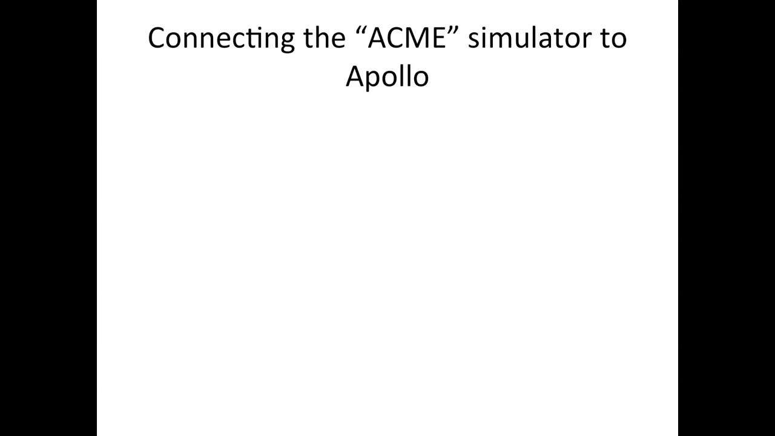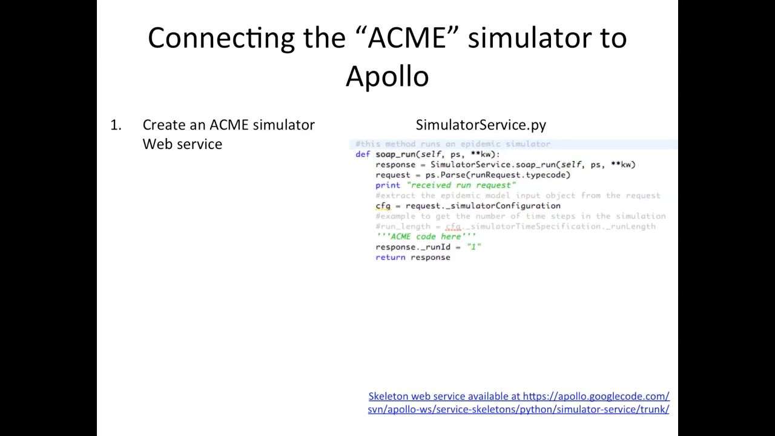This slide shows the steps that the developer of an imaginary Acme epidemic simulator would take to connect to Apollo. The first step is to create an Acme simulator web service. At present, we offer skeleton implementations of a simulator web service in Python and Java. Using the Python implementation as an example, the Acme developer would download the simulator service skeleton and then complete the method stubs in simulatorservice.py for SOAP run and SOAP get run status.